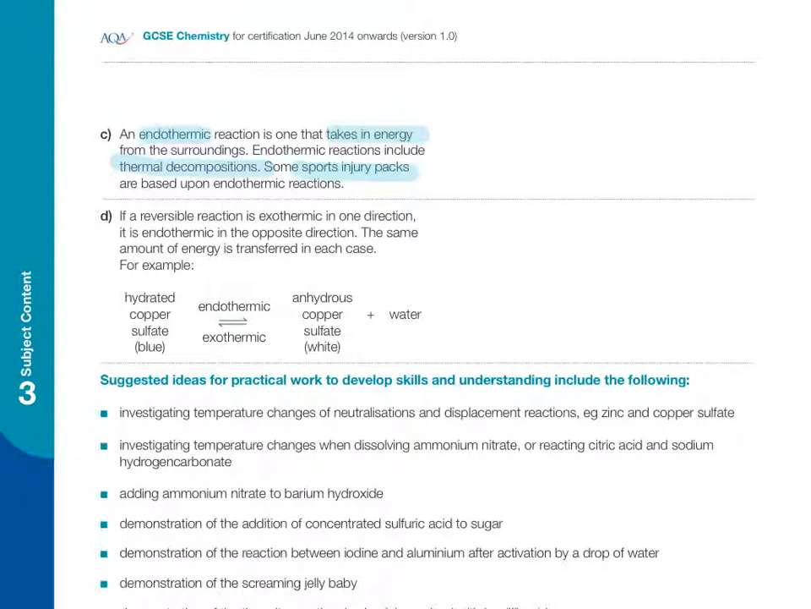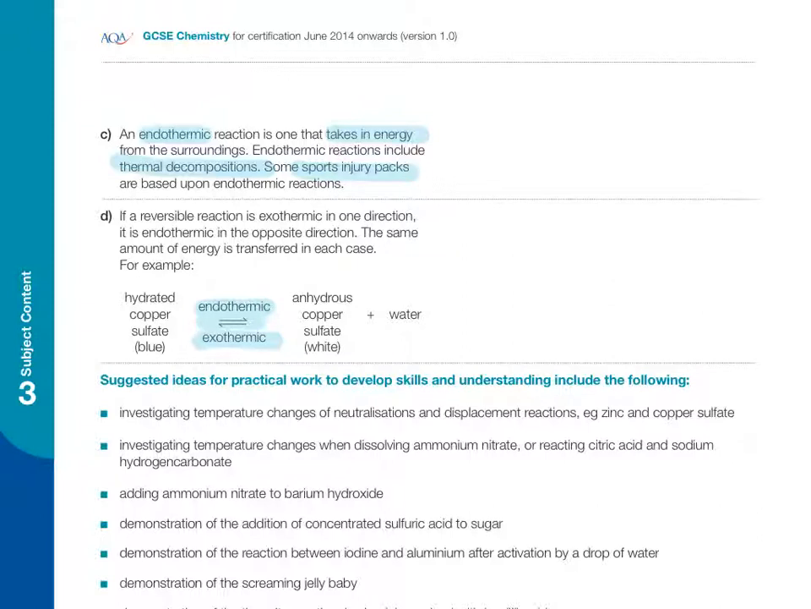If you see a sign like this with 2 arrows on it, that's something called a reversible reaction. And if a reaction is reversible, that means it can go both forwards and backwards. So you can do the reverse of it, hence reversible. If a reaction is reversible, then one way will always be endothermic and the opposite way will always be exothermic.